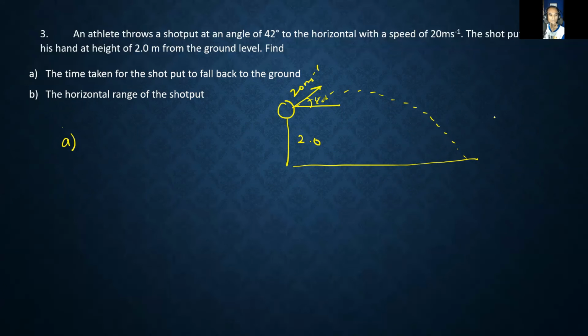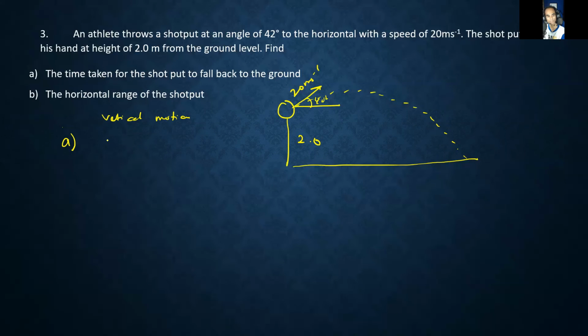Okay, so A, time taken. Who wants to try? Seto. Yes, sir. The time taken to reach the ground. First, we use the vertical motion, the y component. Since it's 2 meters up there, we say y equals -2, because y equals 0 is at the 2 meters. So when the ball touches the ground, it will be -2 meters from the original height.